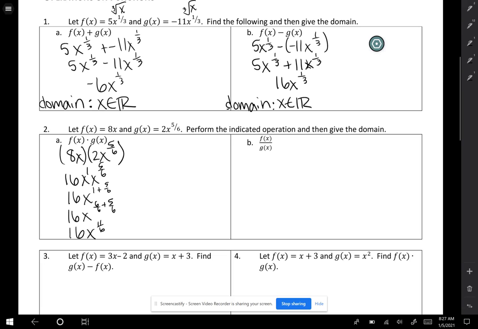For domain, looking at the original problems, for f of x equals 8x, your domain is all real numbers. There's no restrictions. For 2x to the 5/6, that means we're taking the 6th root of x and going to the 5th power.